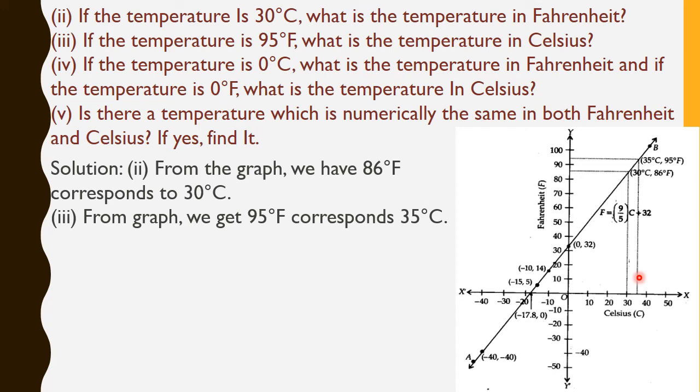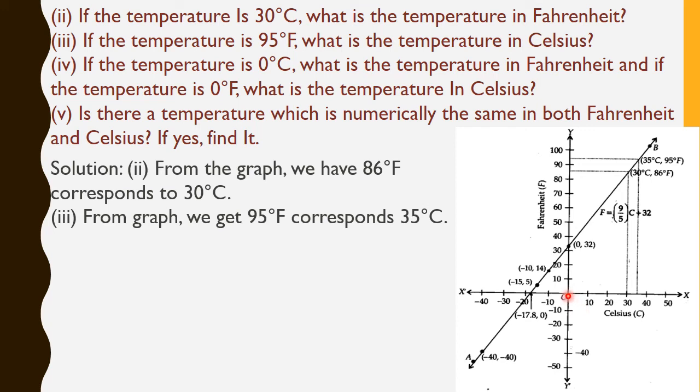The fourth one says, if the temperature is 0 degree centigrade, what is the temperature in Fahrenheit? And if the temperature is 0 degree Fahrenheit, what is the temperature in Celsius? For this we can get the values from the graph as well. So if the temperature is 0 degree centigrade, so along the x-axis, that is centigrade axis, we'll take 0. The value is 0 right over here.